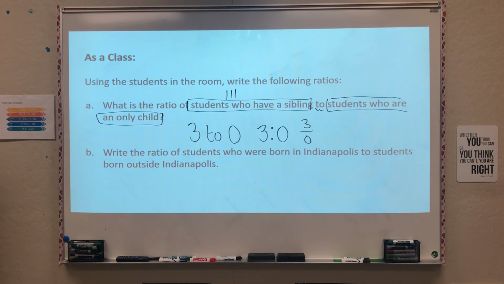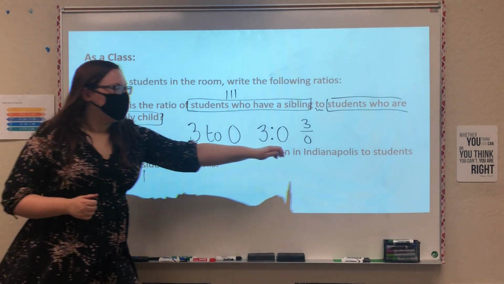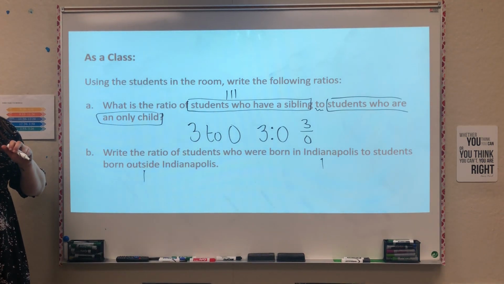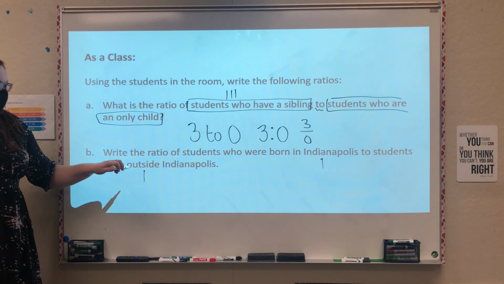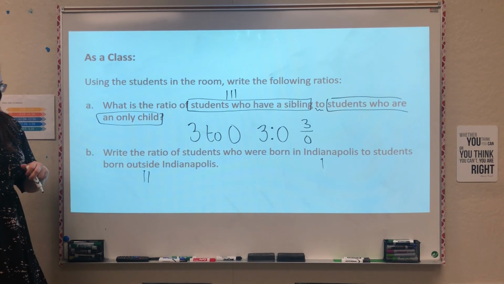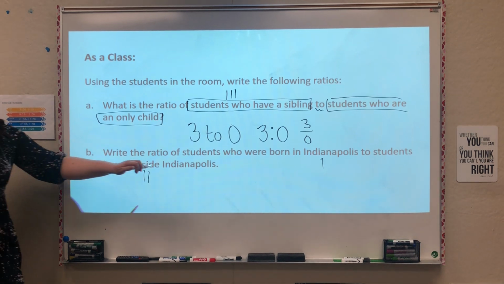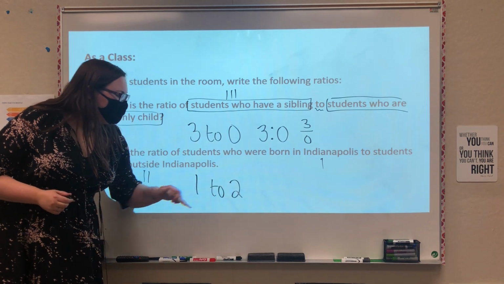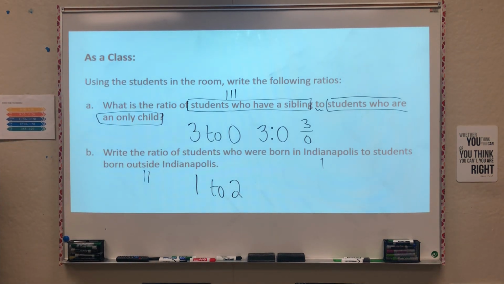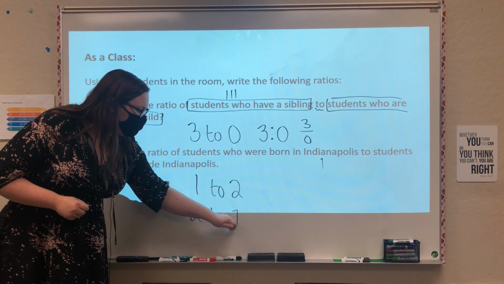The second one, what is the ratio of students who were born in Indianapolis to students born outside Indianapolis? I was born in Kentucky. I'm born here in Indianapolis. So what's that one going to be? It's going to be 1 to 2. Or 2 to 1. Great question. I hear 1 to 2. I hear 2 to 1. Can we write both?